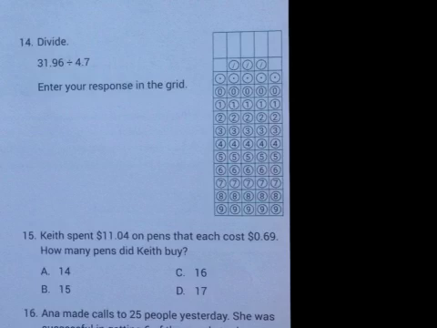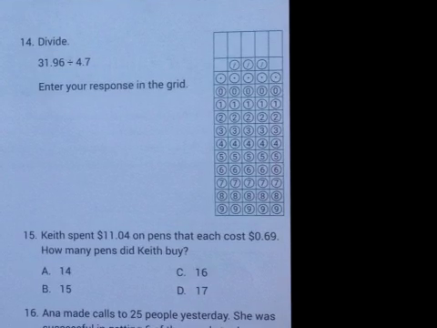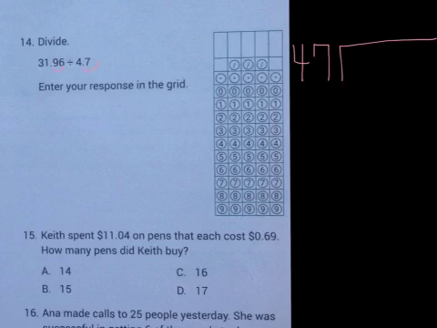Okay, on number 14 it says just to divide. First off, what we're going to need to do is move our decimal over. So we're going to move it over 1 place right here. And then we'll move it 1 place over here. So our problem is going to look like 47 divided by 319.6. Go ahead and put our point up there.